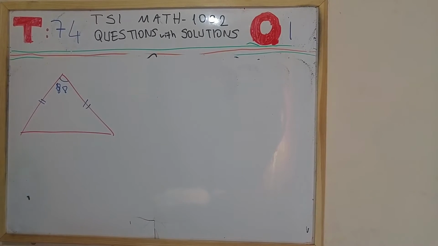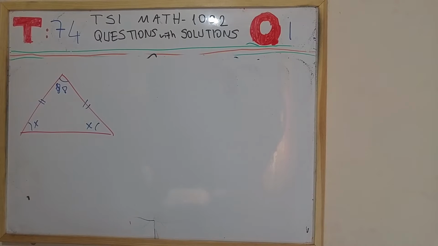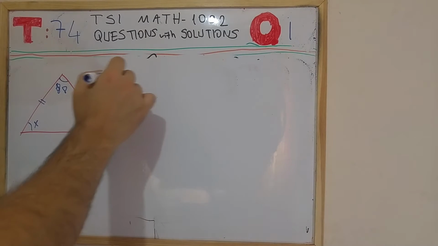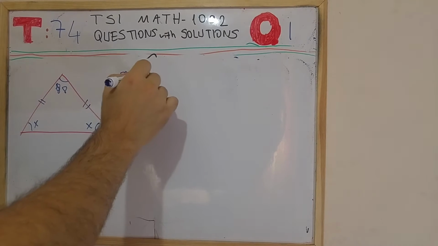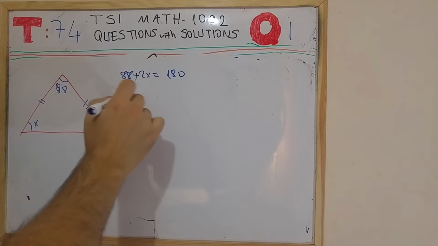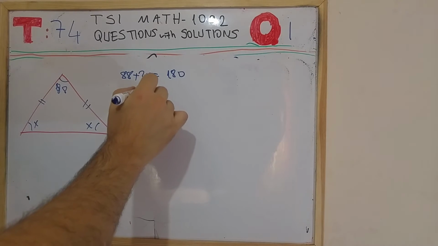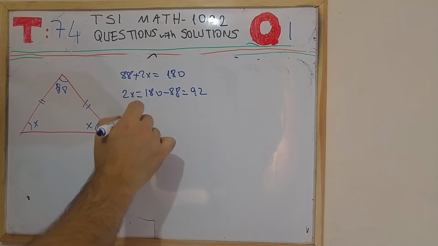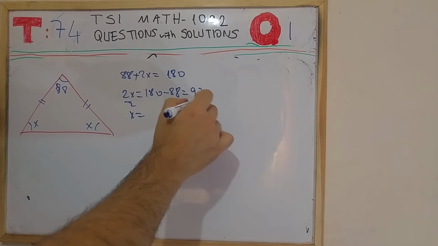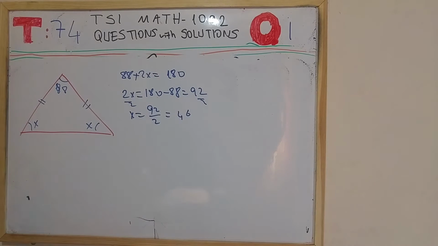According to the given, these two angles must be equal to each other, and they're asking me one of these angles, what is equal to x. So 88 plus 2x must be equal to 180, which is 2x is equal to 180 minus 88, which is equal to 92, and x is equal to, when I divide each side by 2, 92 over 2, that makes 46 degrees.